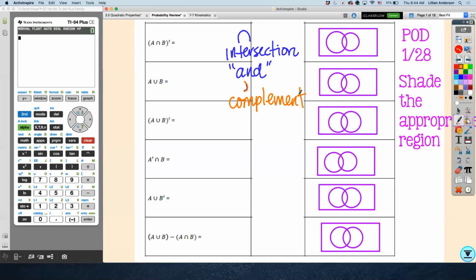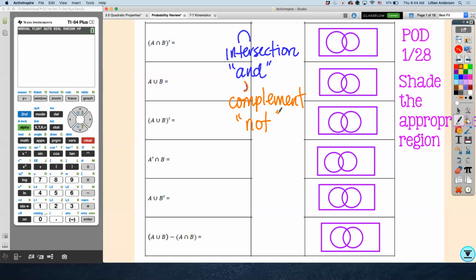Both of those words probably would not be used in the IB question, or actually mean something different. The word is "not." So what's the probability that they do not play baseball? That means you're looking for everybody outside of the baseball circle. That's what the complement is.